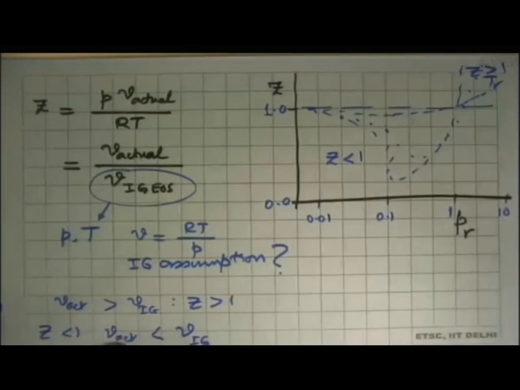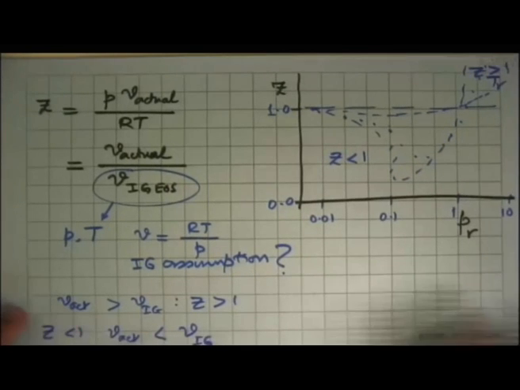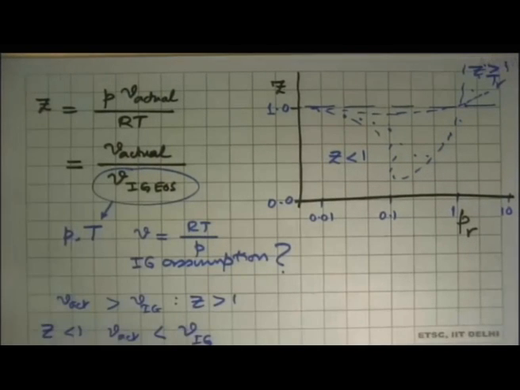That means actually the density would be the opposite. So you can look at it that way, that here density is less than the ideal gas prediction, and here it is opposite. So in one case the molecules are actually closer than what ideal gas predicts. In the other case, they are further apart than what the ideal gas equation predicts. That's what these two are telling us.